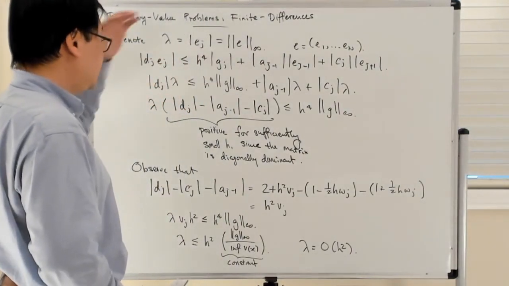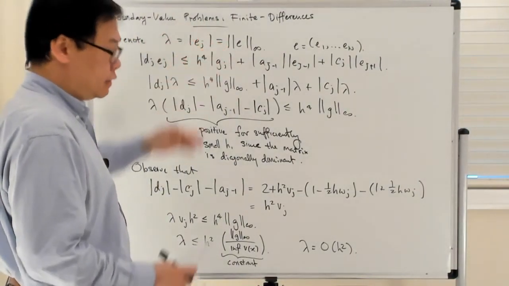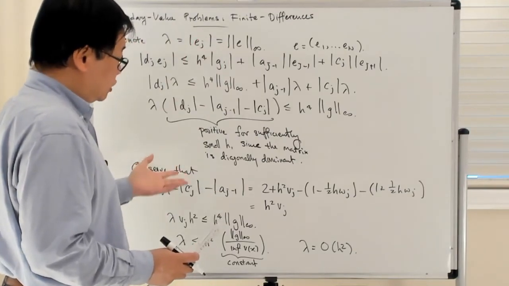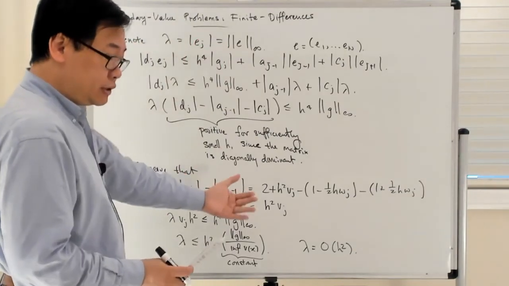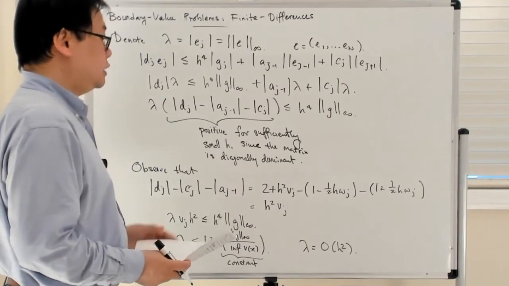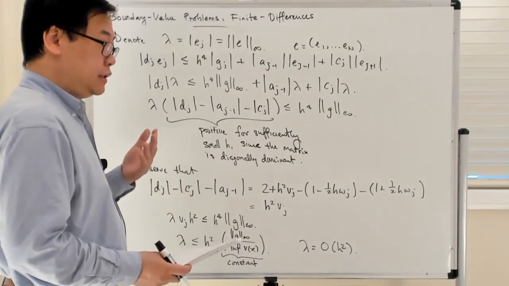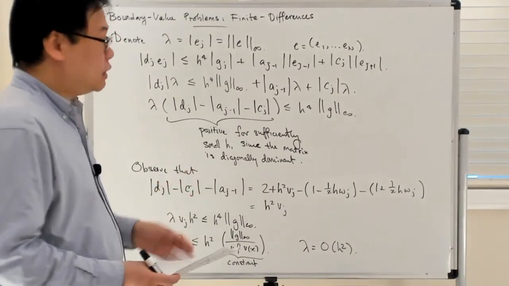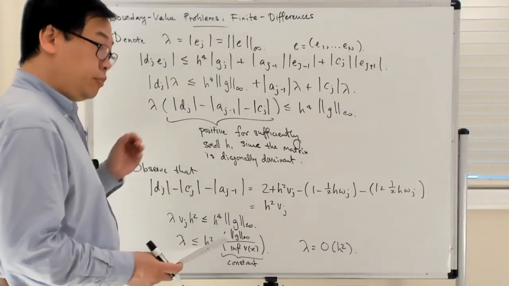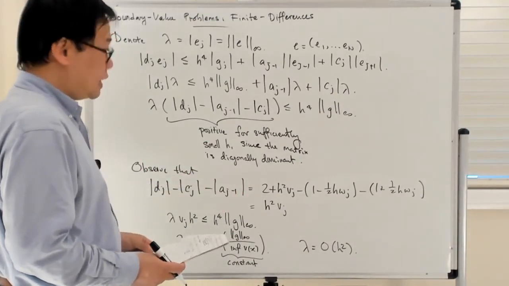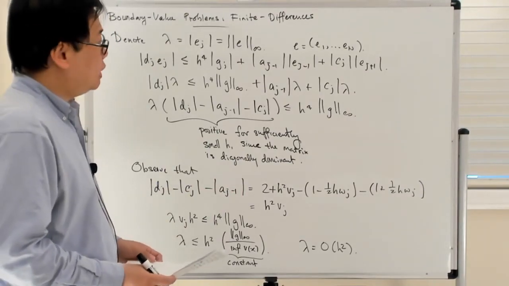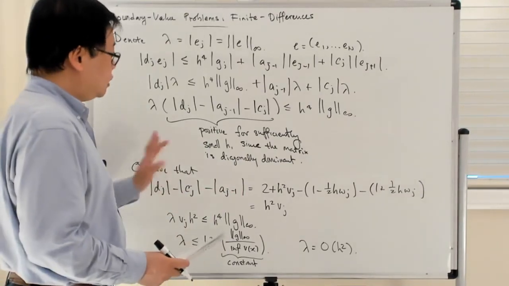But lambda is, again, the maximum pointwise error of the solution. So what that allows you to conclude is that as h goes to 0, the discrete solution of this finite difference based discretization of the boundary value problem converges pointwise to the exact solution of the boundary value problem, okay, which is what we set out to prove. So let me just stop here for now.